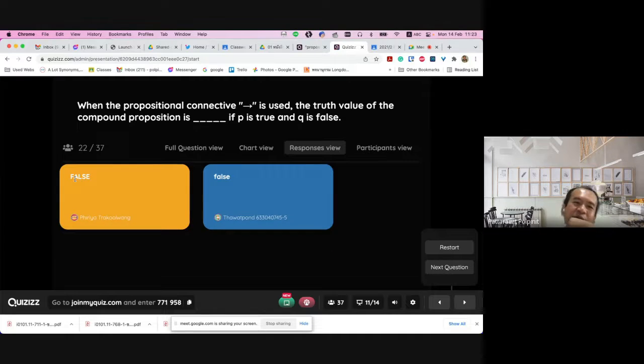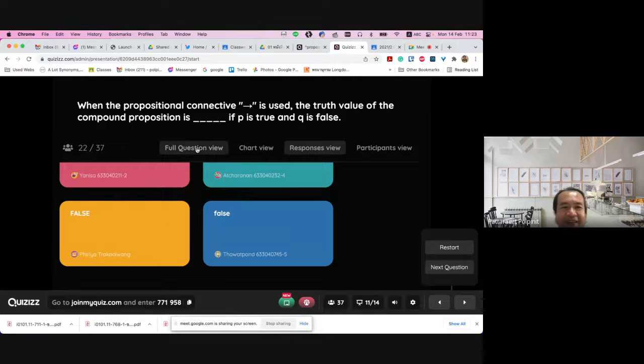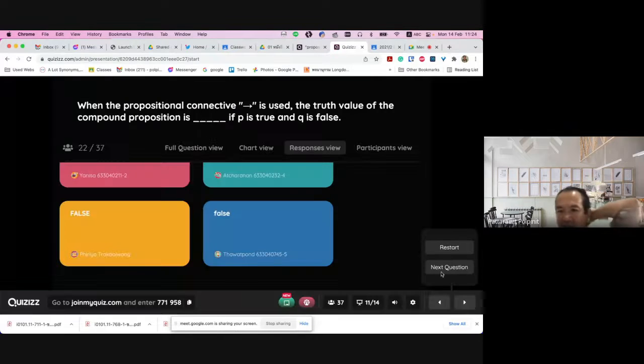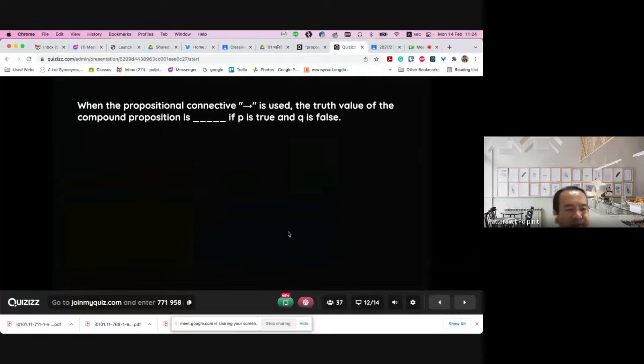Oh, this one, sorry. False is not correct. Actually, it should be correct, but I didn't put in the correct response for this one. This one will be correct, but this one will not. The small cap will be correct, but the big cap will not. Sorry about that. Okay, the next question. The last three questions.